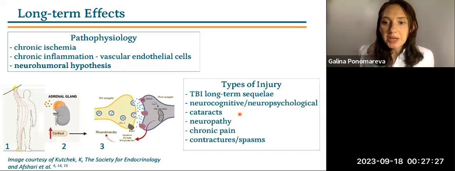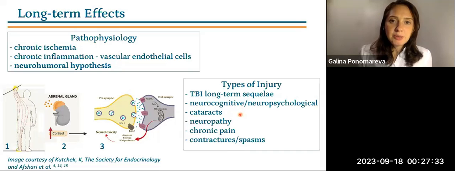6% of patients will develop cataracts, and the voltage level for developing cataracts has to be beyond 200 volts. And finally, we expect to see musculoskeletal effects with neuropathies, chronic pain that is multifactorial and out of proportion to the neuropathy that the patient is experiencing, and contractures and spasms.